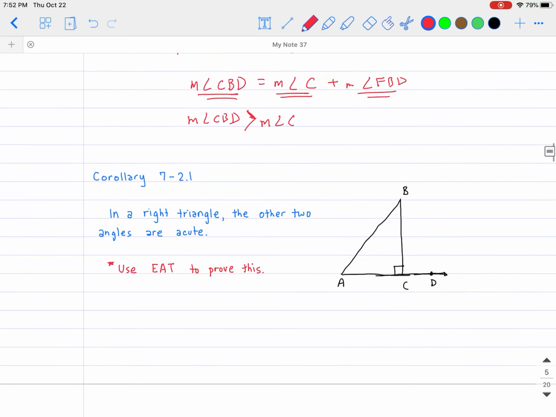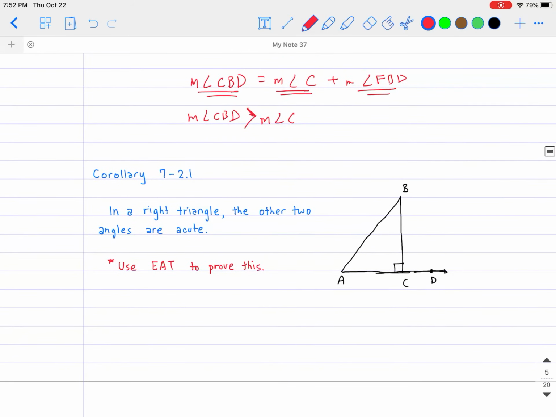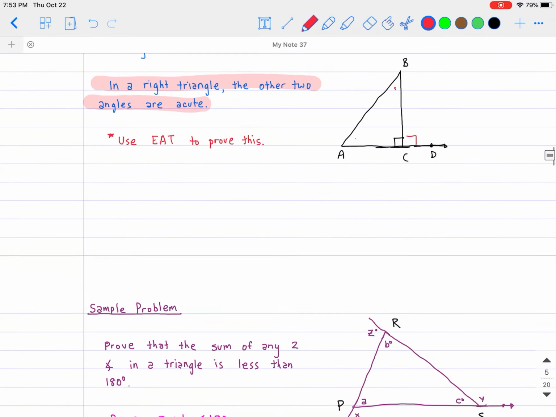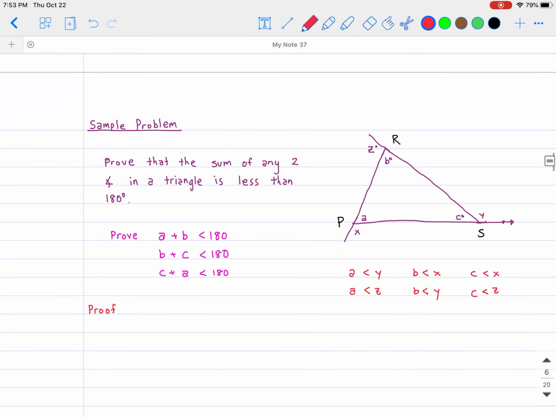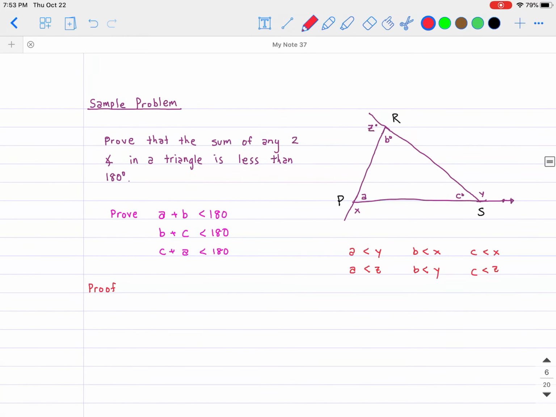This angle is a right angle, and then the exterior angle CBD is also a right angle. This is going to be 90 degrees. So that means the remote interior angles, angle A and angle C, are going to be less than 90 degrees. That is the next corollary, which is an extension of what we have. In a right triangle, the other two angles are going to be acute because of what I just said. The exterior angle is a right angle, then using the exterior angle theorem, we can say that these two are less than 90, right?